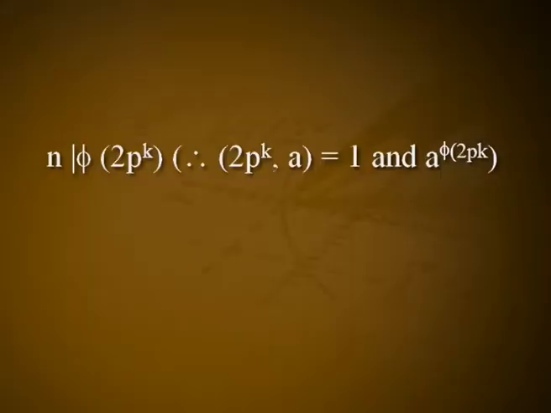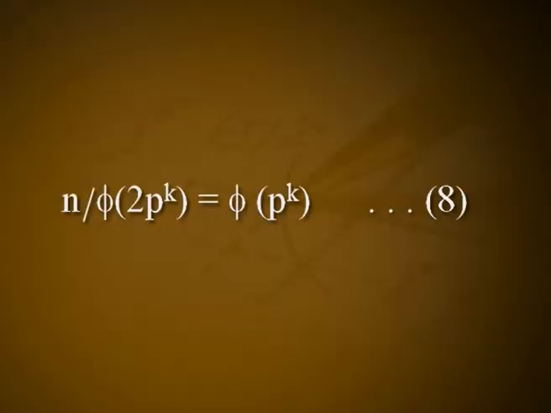If a is even, replace a by a raised to 1 equal to a plus p, so that we can assume that a is an odd primitive root mod p raised to k. We show a is a primitive root mod 2 into p raised to k. Suppose the exponent of a mod 2 p raised to k is n, then n divides phi of 2 into p raised to k. Therefore, GCD of 2 p raised to k, a equal to 1 and a raised to phi of 2 p raised to k is congruent to 1 mod 2 p raised to k by Euler's theorem.